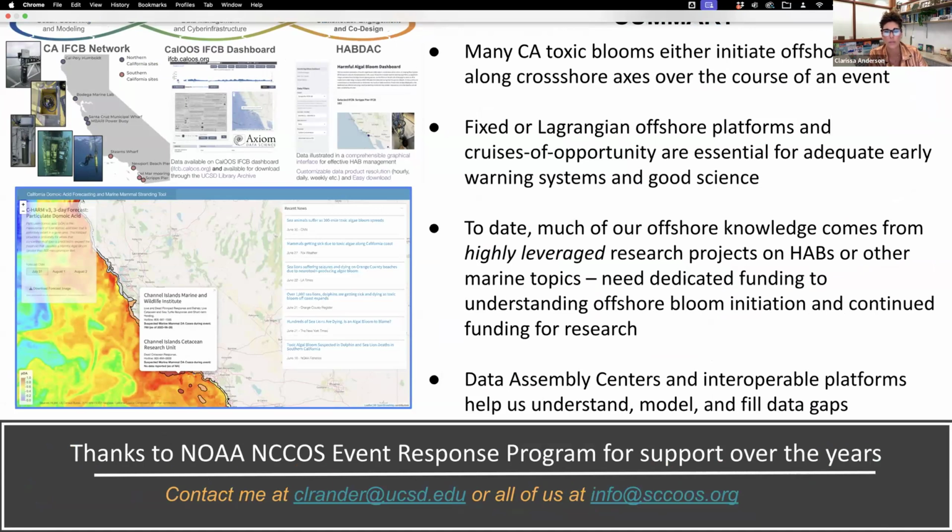And so I'll just end by saying that there are a lot of ways we could do this. We have many platforms and cruises of opportunity we're already leveraging, but those cruises and platforms are themselves highly leveraged research projects. And we don't have a lot of dedicated funding to understanding these offshore blooms, their initiation, keeping the funding going for the research to understand how to predict them. And oftentimes we go to NCOS for event response money when these things happen.